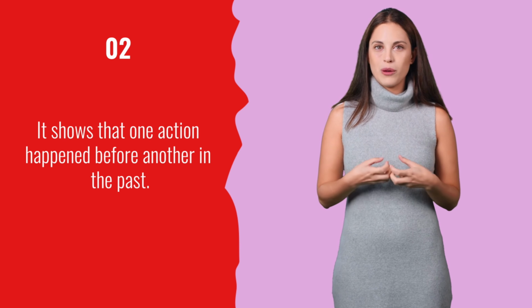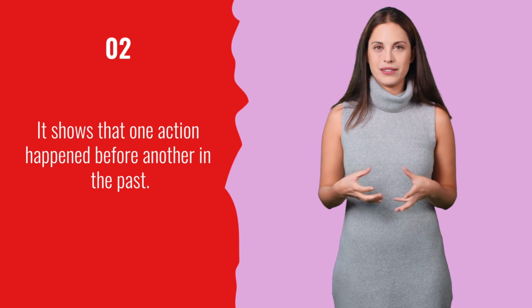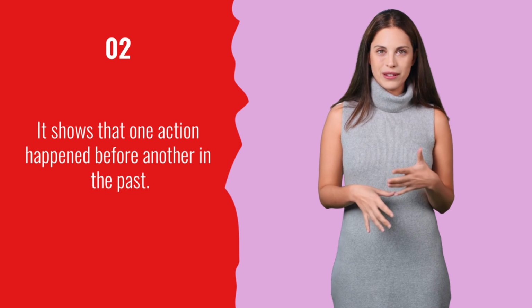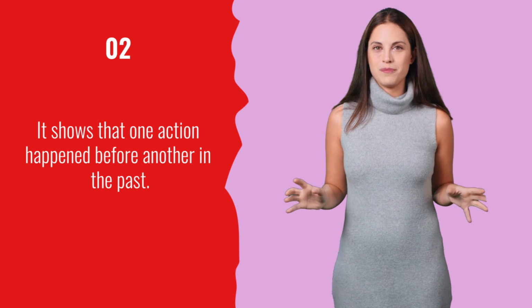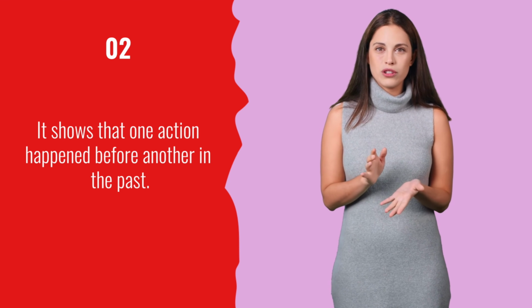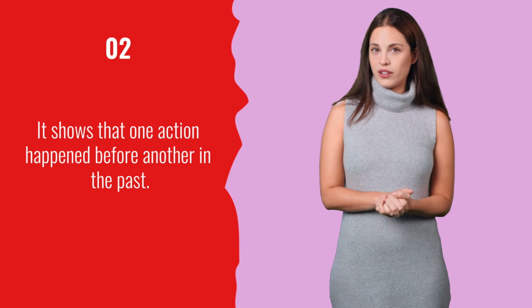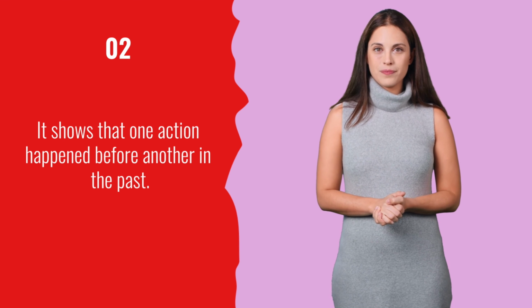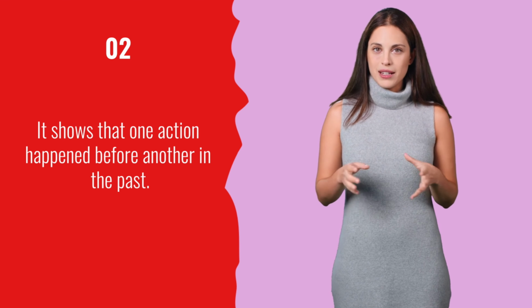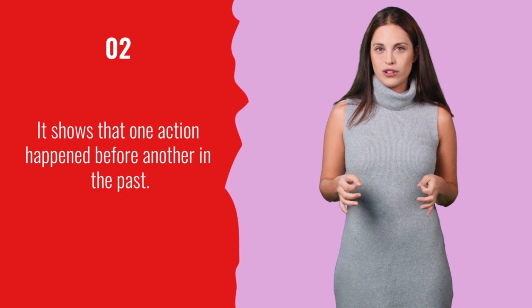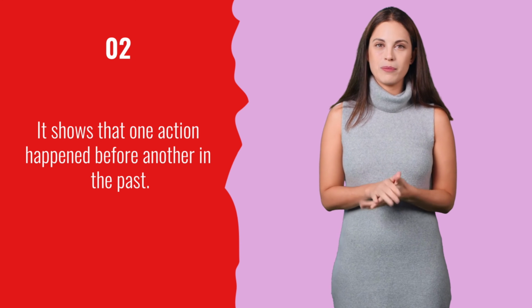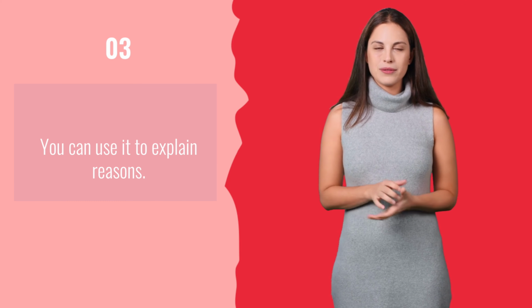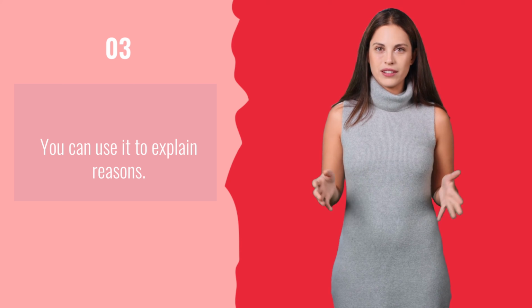This tense is all about what came first. It gives your sentence structure and logic. It helps you explain the past clearly, without confusion. So when you want to talk about 2 things that happened, and you want to show which one happened first, the past perfect is exactly what you need. Just use had and the past participle, and the meaning becomes clear. Tip 3. You can use it to explain reasons.